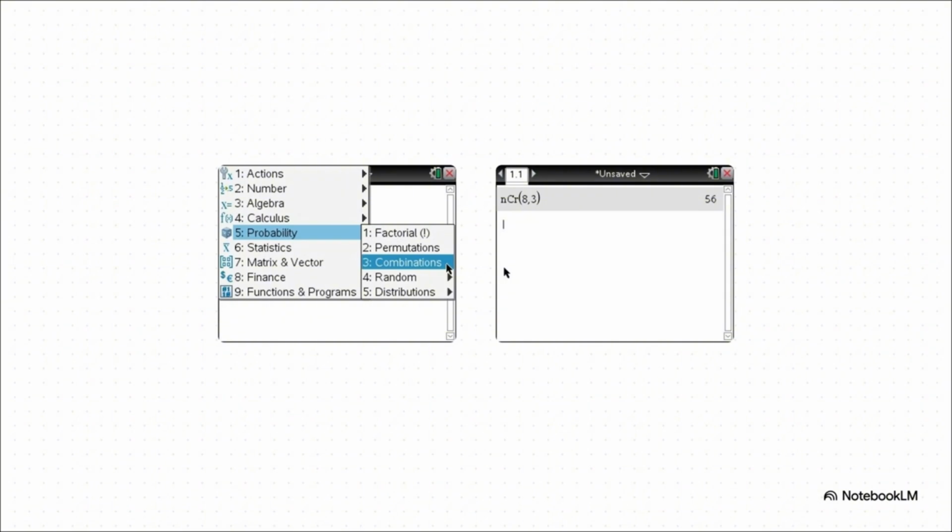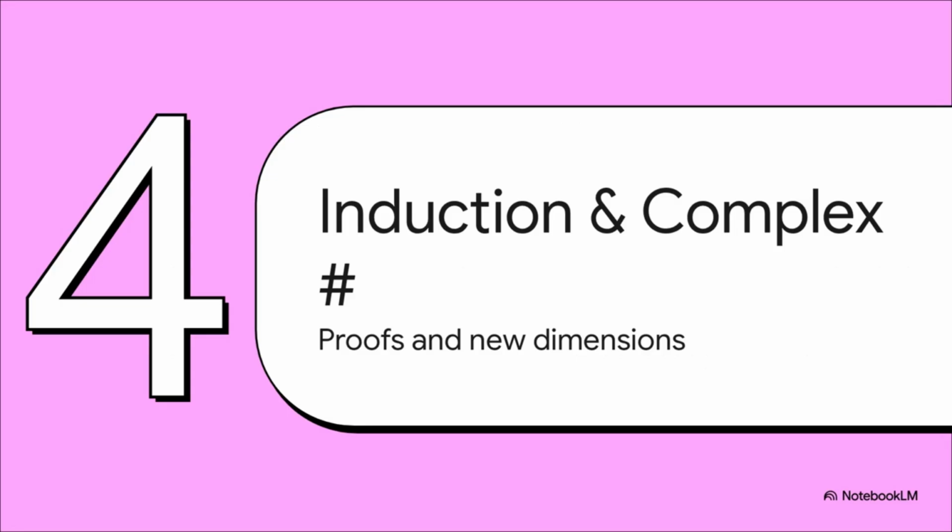Your GDC has a function for it, almost always under the probability menu. You just type in n and r, hit enter, and you get the coefficient in seconds. It's a lifesaver. Okay, time to level up.